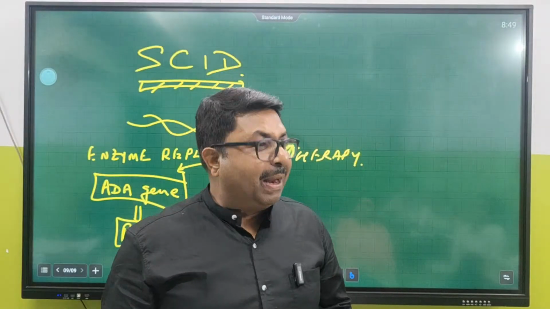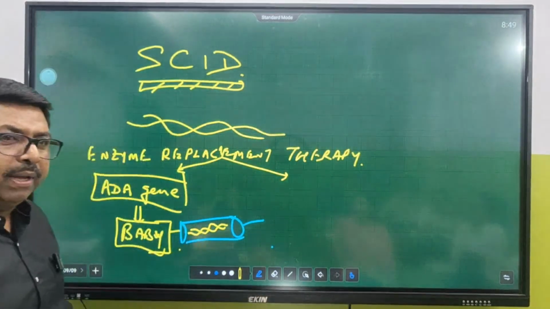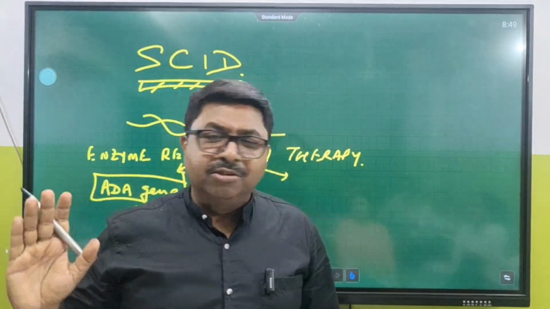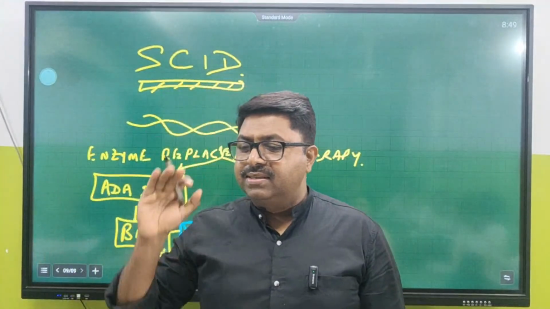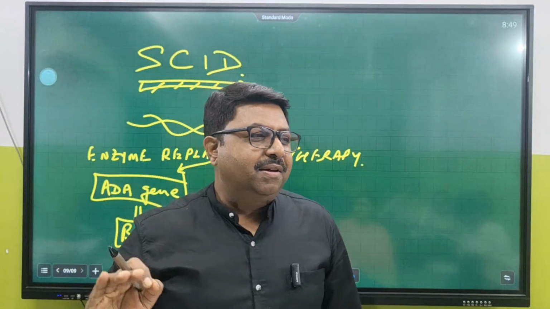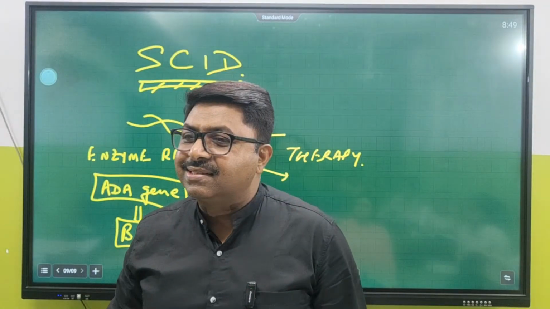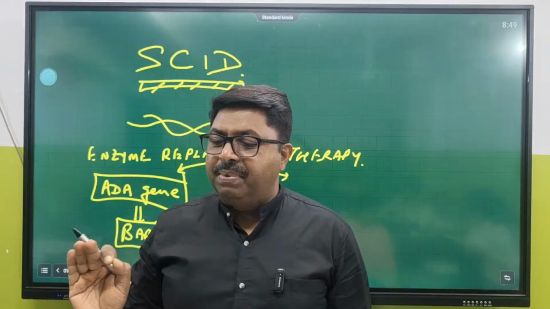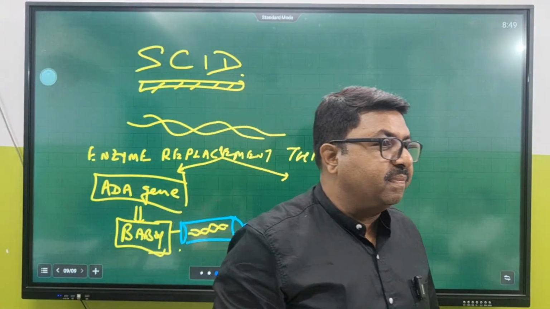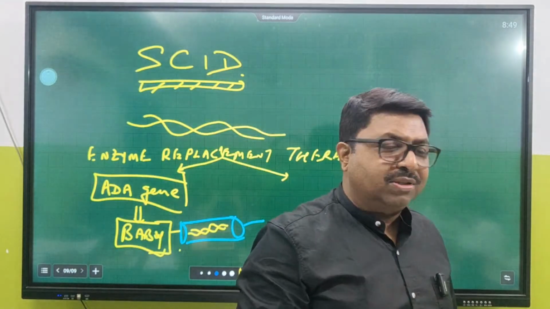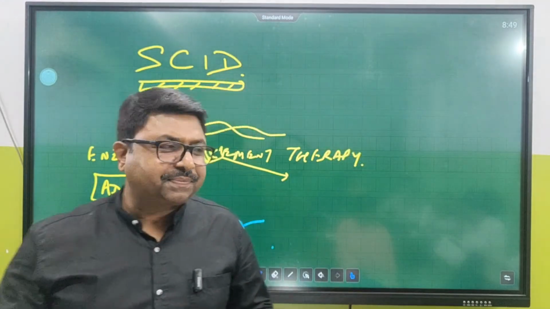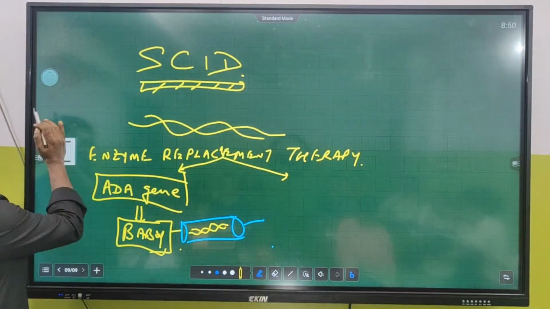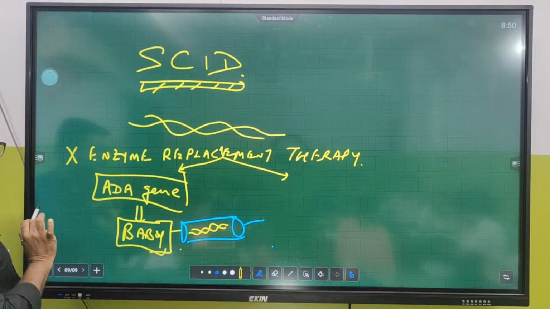It has to be given again and again. Great. So it's a temporary solution. Rightly said. You need to introduce this particular enzyme on a regular basis. A student asks how much one injection would cost. I don't have any idea, but it's going to be costly. Clear? So enzyme replacement therapy fails. It's not going to be a permanent solution.